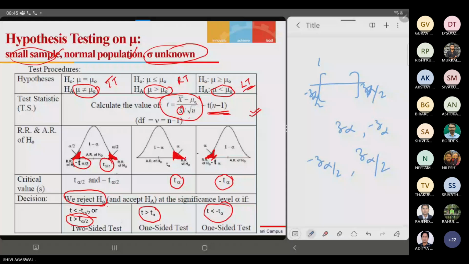Then if the T test statistic falls in the rejection region, we reject H naught. Otherwise, we fail to reject H naught.